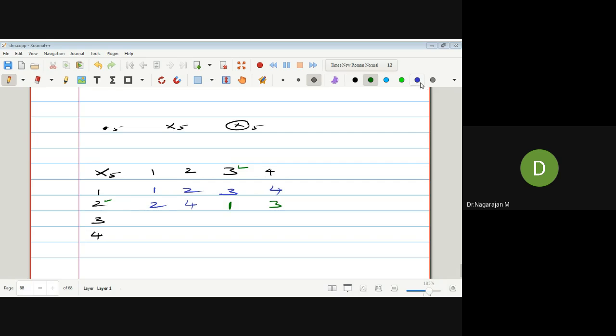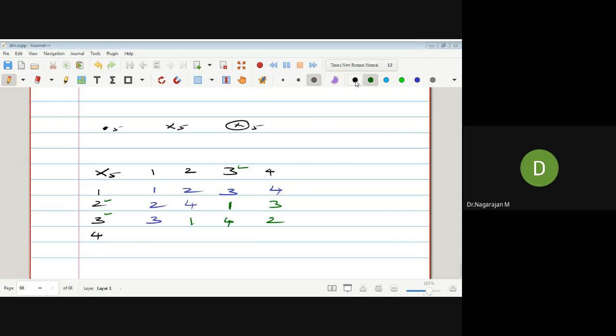What is the next element? 3 into 1 is 3. 3 into 2 is 6, and 6 means 1. 3 into 3 is 9, which gives 4. 3 into 4 is 12, which gives 2. Yes, 2 is correct.